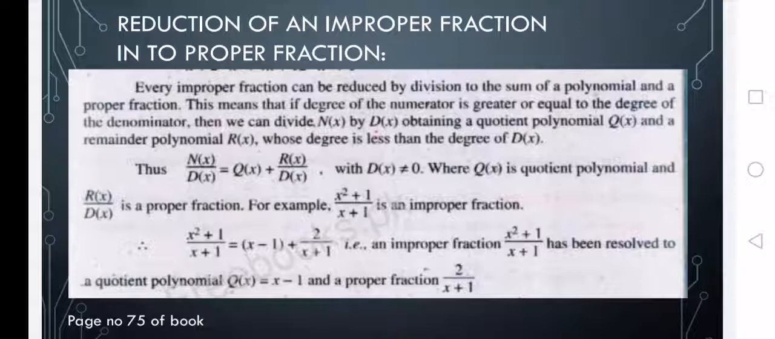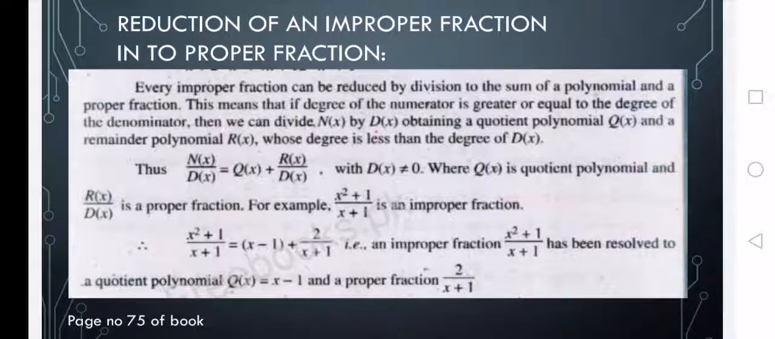So we will have to first reduce the improper fraction into a proper fraction. Only then we will be able to decompose the fraction into its partial fractions. Every improper fraction can be reduced by long division to the sum of a polynomial and a proper fraction. And then we will reduce that particular proper fraction into the partial fractions.